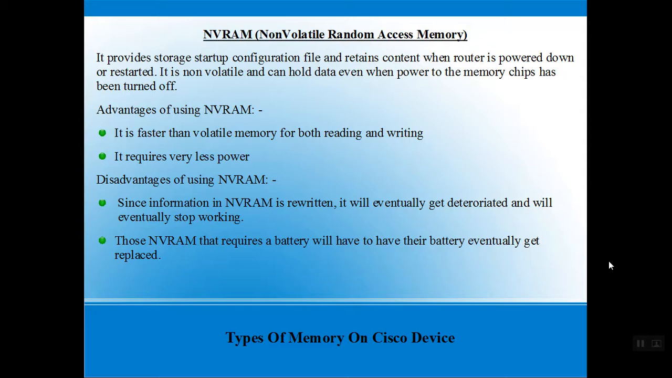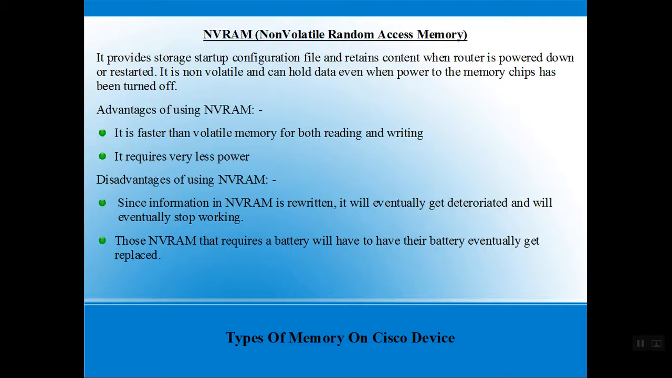Now what is NVRAM, non-volatile RAM? NVRAM provides storage for the startup configuration file and retains content when the router is powered down or restarted. It is non-volatile and can hold data even when power to the memory chips has been turned off. Now there are some advantages and disadvantages of NVRAM. Let's start with the advantages of NVRAM. NVRAM is faster than volatile memory for both reading and writing and requires very little power.